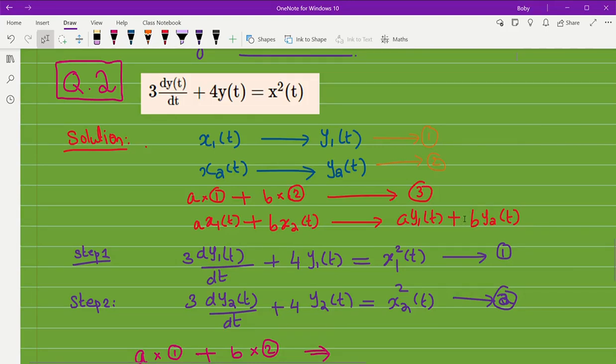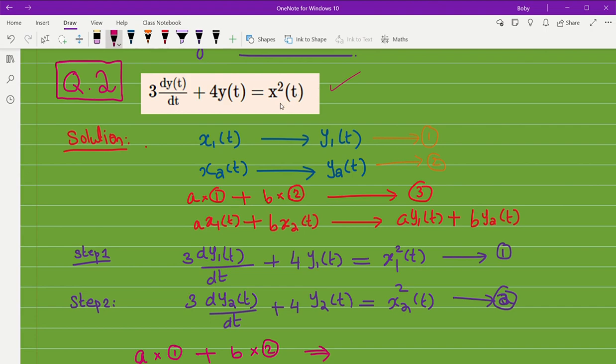Dear students, let's see the tutorial example related to linearity. The second question. The given system is represented by a differential equation that is given by 3 dy(t)/dt plus 4y(t) is equal to x squared of t. So, this is the second differential equation. That's the second system. We have to check whether the system is linear.